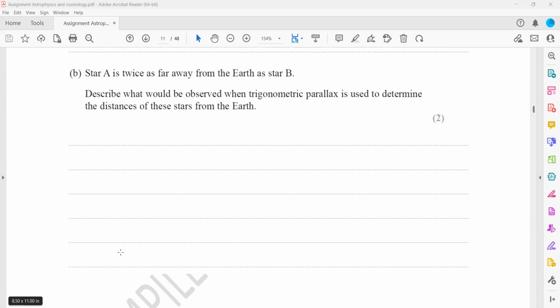Star A is twice as far from Earth as compared to star B. Describe what would be observed when trigonometric parallax is used to determine the distance of these stars from the Earth. Like we have two stars, so this is the Earth, and we have two stars. In this question, star A is twice as far as star B.